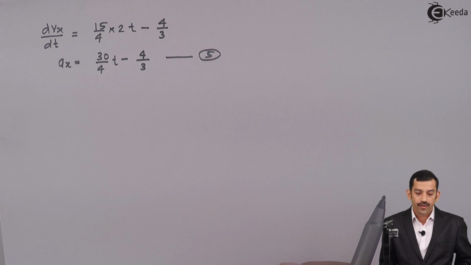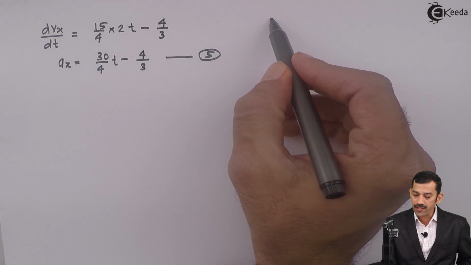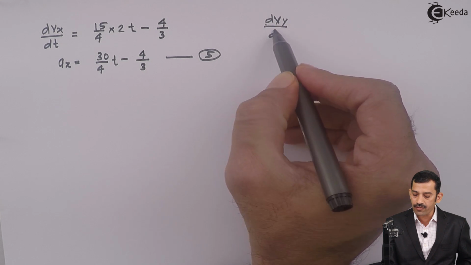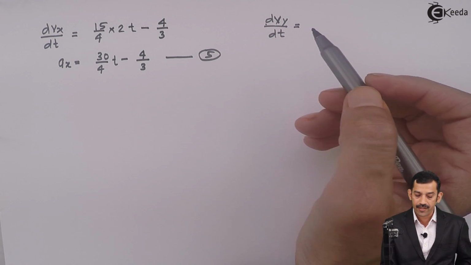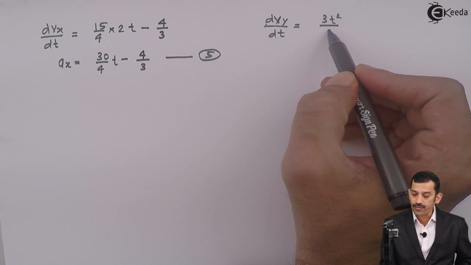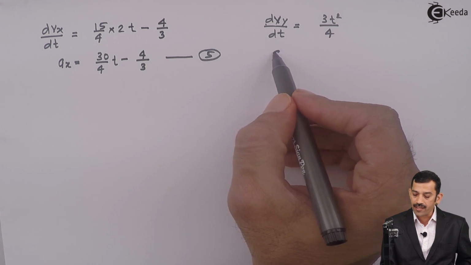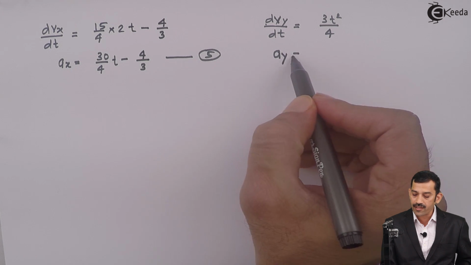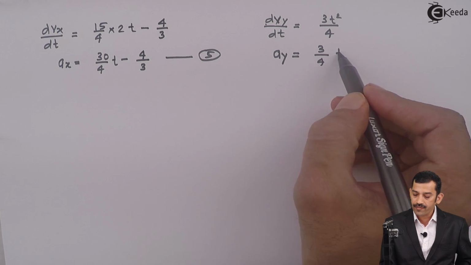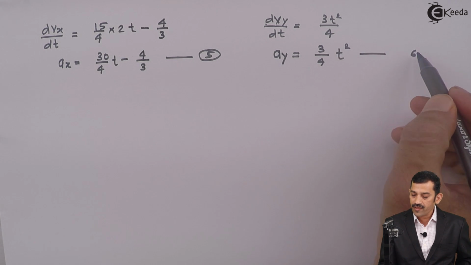Similarly, if we differentiate Vy with respect to time t, dvy by dt equals 3t square by 4. dvy by dt is the component of acceleration along the y-axis, 3 by 4 t square. This is equation number 6.